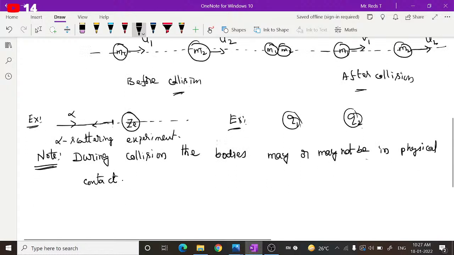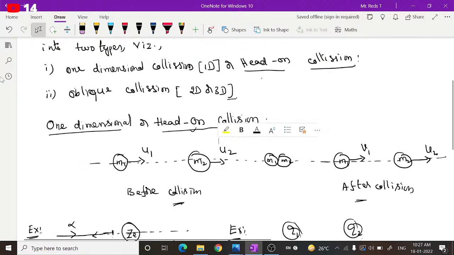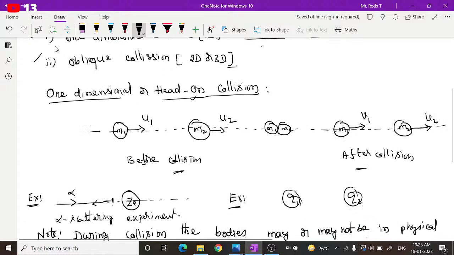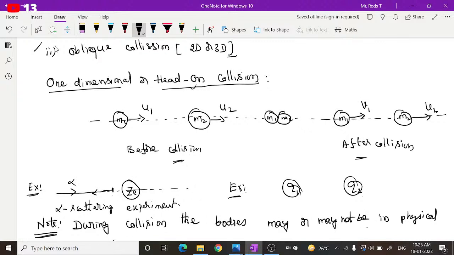Next, we have discussed briefly about one-dimensional collision, or head-on collision. The next one is oblique collision. Two-dimensional and three-dimensional collisions together are called oblique collision. So let us see briefly what oblique collision is. You can recollect that when two bodies are not confined to the same straight line before and after collision, such a collision is called an oblique collision.